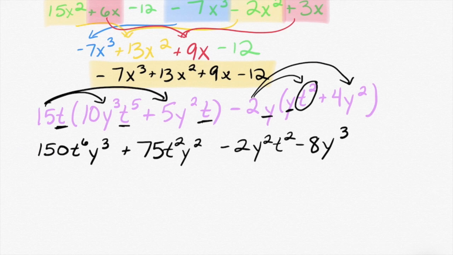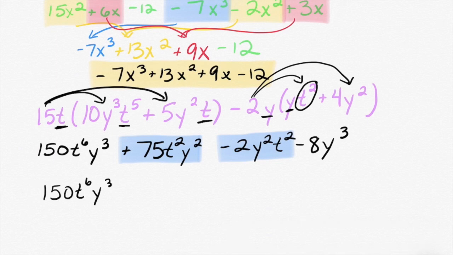So we're done, right, everybody? No. Why not? Because you have to add all the squares and cubes together. I have to see if there's anything I can combine, and there's only one pair of things I can combine. That is t squared y squared, and that is t squared y squared. Nothing else has the same degree with the same variables. So the 150 t to the 6th y cubed stays put, and on the end the minus 8y cubed stays put.